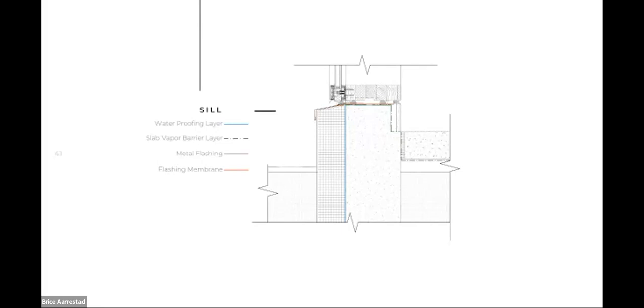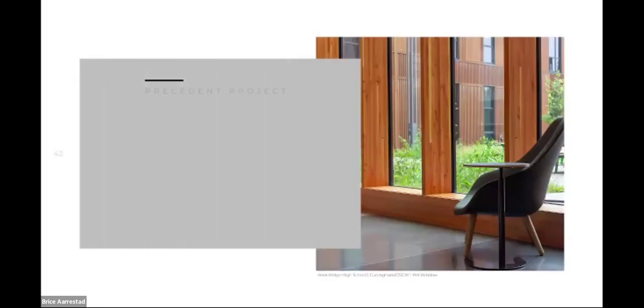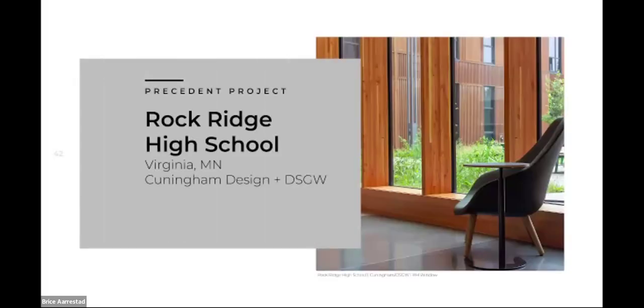At this point, it might be good to talk through a quick project precedent. For those who have attended the first curtain wall presentation we did, this may be a review for you, but this is still a really good project for us to talk about. This is the Rock Ridge High School in Virginia, Minnesota. It is in a particular part of Minnesota called the Iron Range, so it's in northern Minnesota.